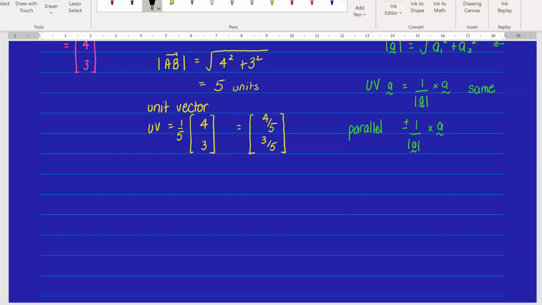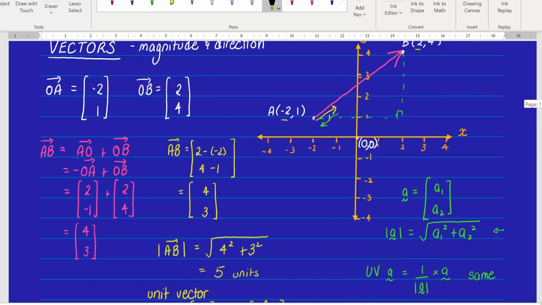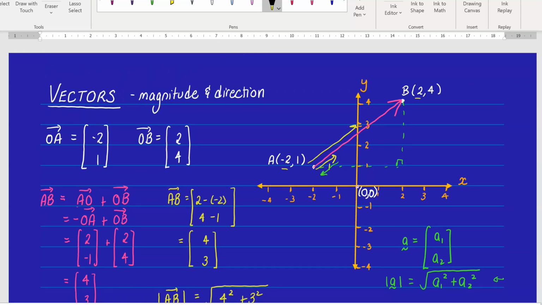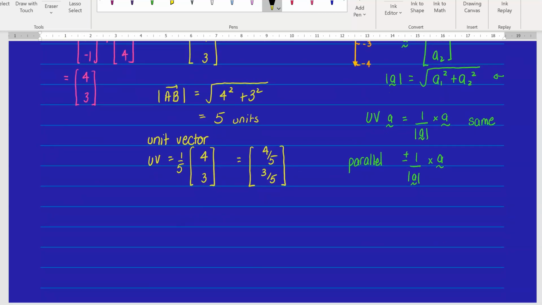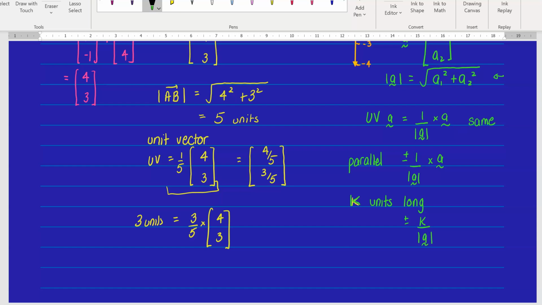And then if I said I would like a vector to be in the same direction as AB, but I'd like it to be 3 units long, pretty simple. I've got my unit vector here, which we know is 1 unit long. So to make it 3 units long in the same direction, I'm just going to times that by 3. So it'll be 3 over 5 times (4, 3). If you wanted to put that as a little rule, for any k, so k units long, in parallel it would be k, plus or minus, times the vector A. If it was in the same direction, then get rid of the minus.